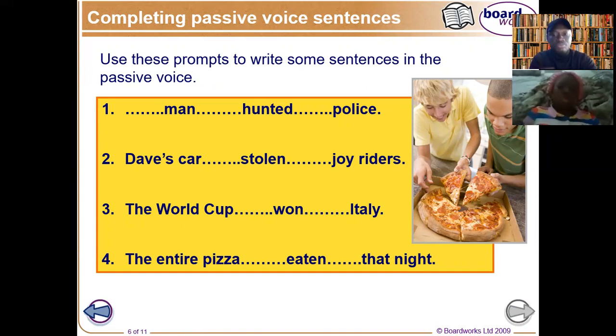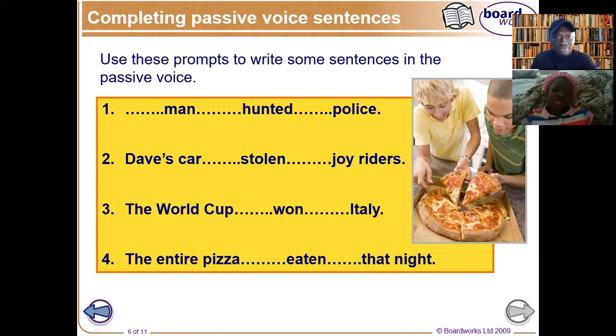Now, what is the subject there? The man. No, I meant the police. The police. Okay. The police is the one doing the action, and the subject is taken to the last. Now, Dave's car, let's go. Dave's car was stolen by joyriders. What is the subject there? Joyriders. Very correct.